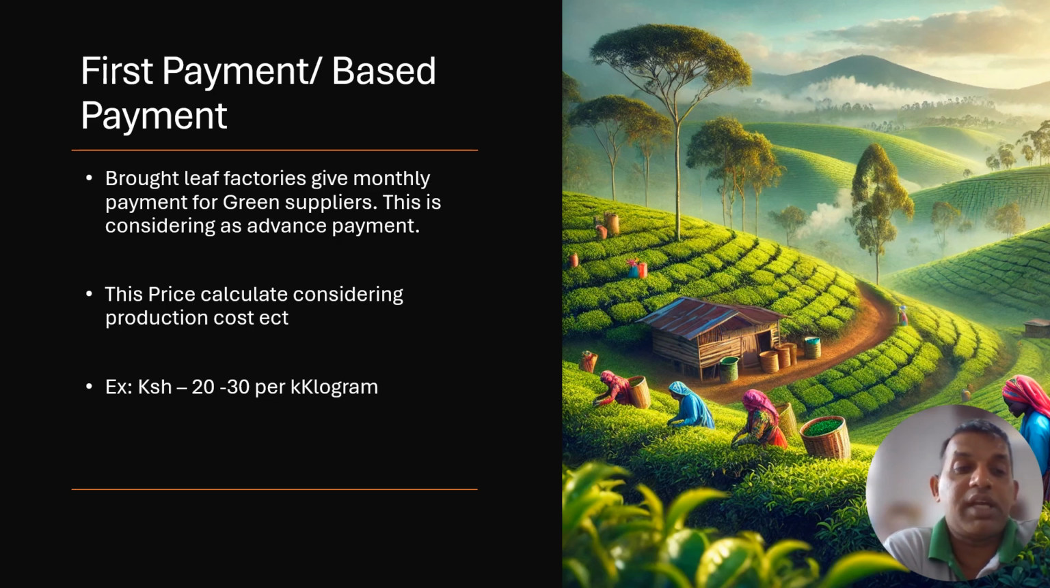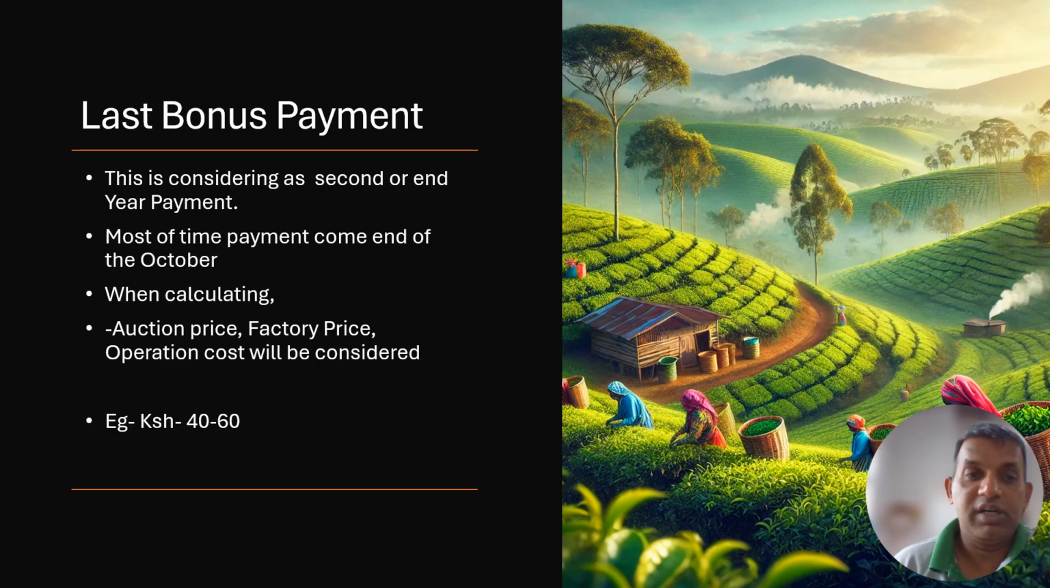As an example, Kenyan shillings 20 to 30 per kilogram. Throughout the year they pay this price to tea suppliers. They multiply it by the amount supplied to the factory, and they give those advance payments throughout the year. Then at the end of the year, this price calculation is conducted at the end of the month of October.